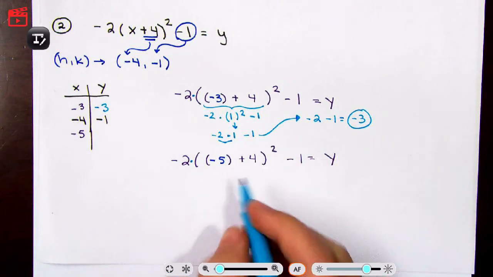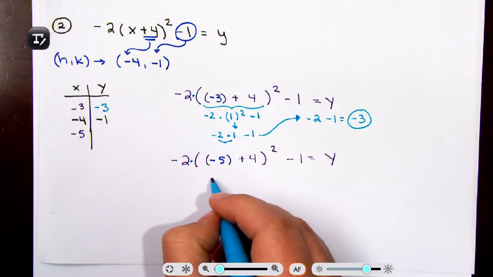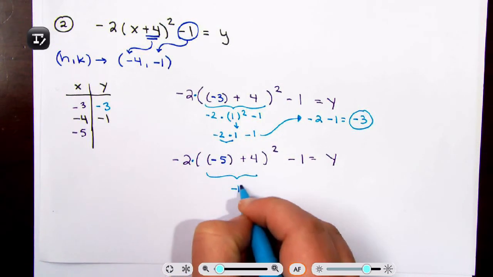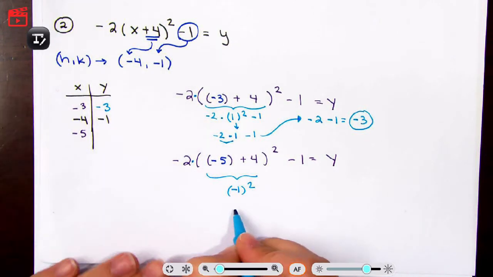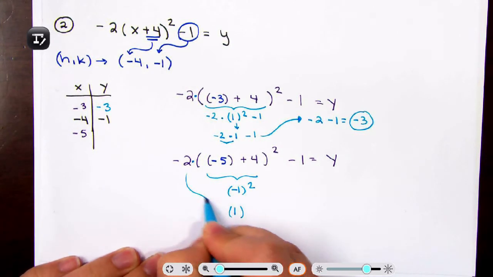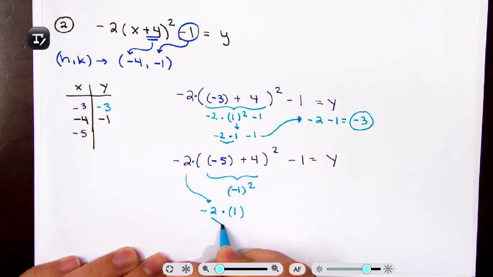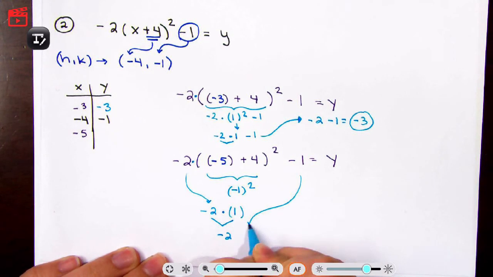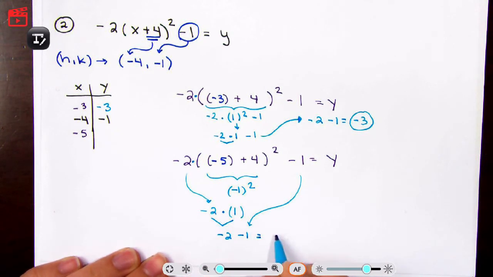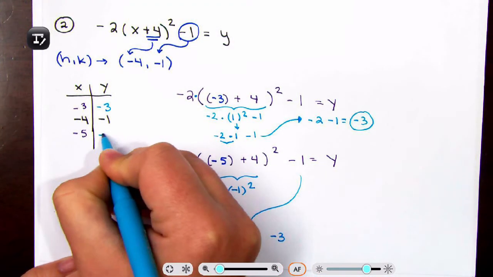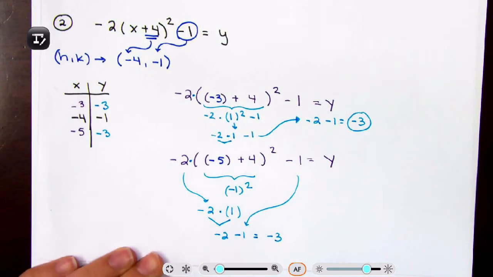Let's do that one more time. -5 plus 4, that is a -1. A -1 squared is a +1. +1 times -2 is a -2. And I still have this -1, which means I have an output of -3. So when my input was -5, my output was -3.